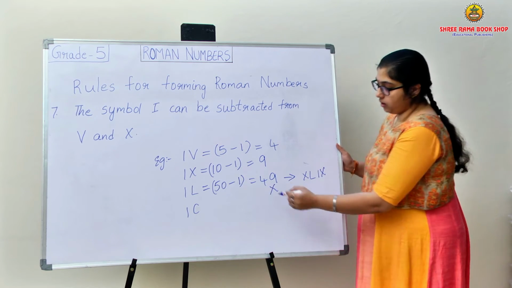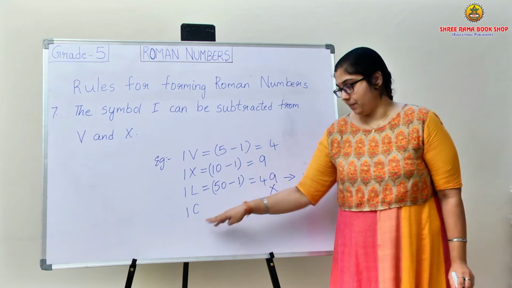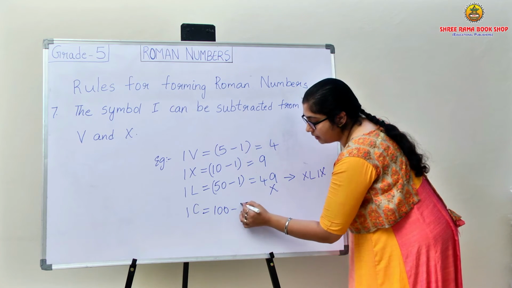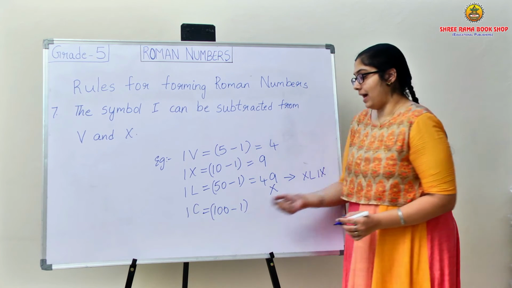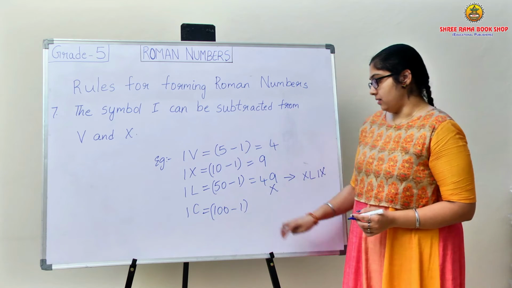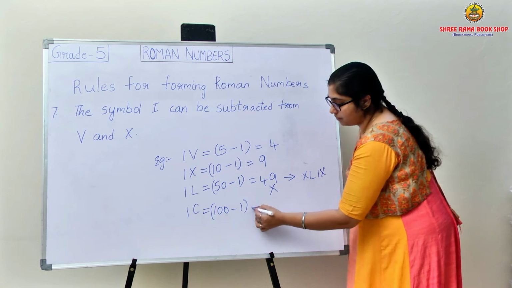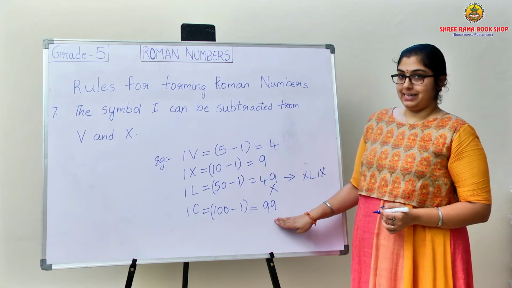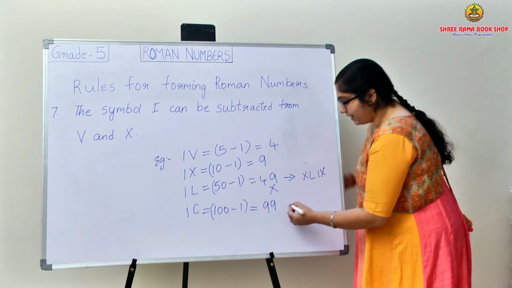This is wrong. And if it is IC, then how is it? C is 100 and I is 1. So we need to subtract the value of I from C: 100 minus 1, which is 99. But we don't represent 99 as IC. We write it as what?